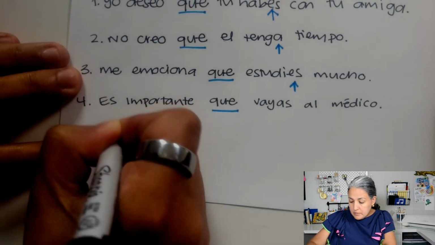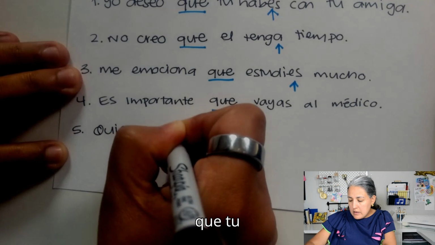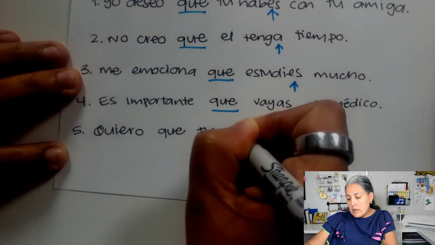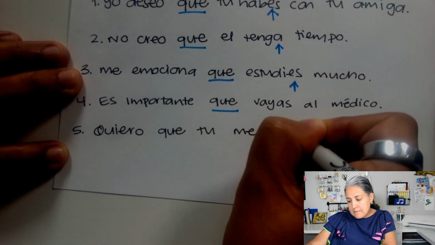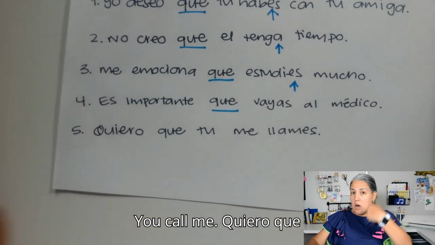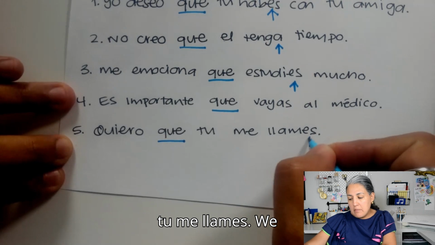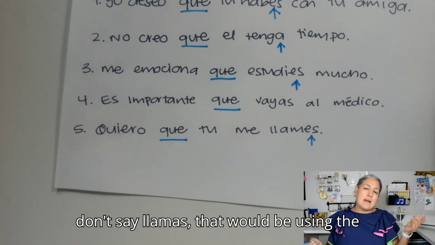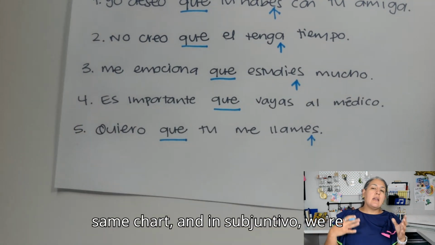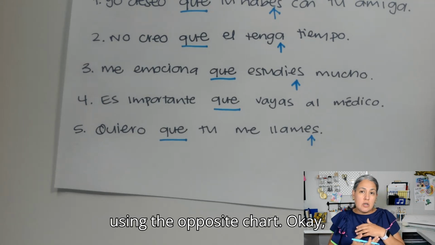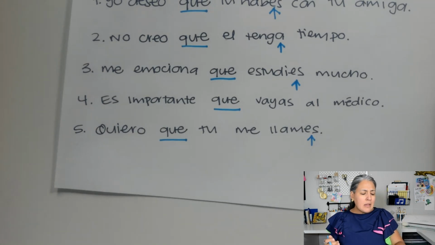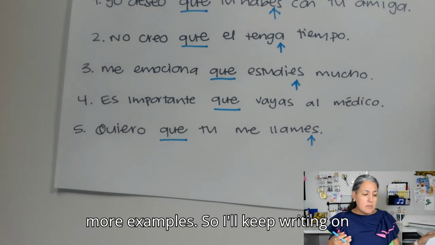Quiero que tú me llames. That you call me. Quiero que tú me llames. We don't say llamas. That would be using the same chart. And in subjuntivo, we're using the opposite chart. Okay. So we'll continue doing more phrases and more examples.